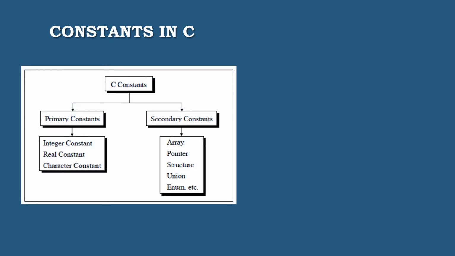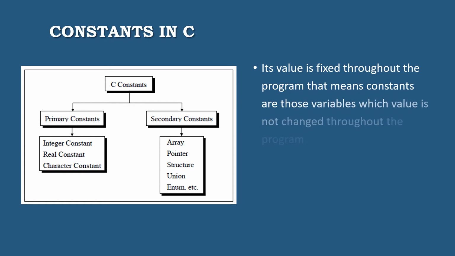C constants are of two types, primary constants and secondary constants. Primary constants are integer constant, real constant, character constant, and secondary constants are array, pointer, structure, union, enum, etc. Its value is fixed throughout the program. That means constants are those variables whose value is not changed throughout the program.